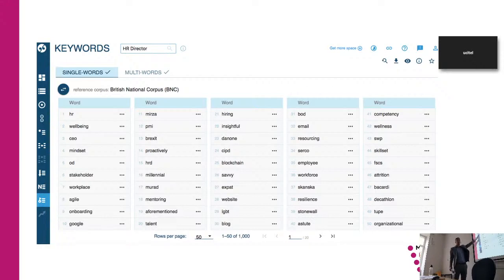You can see that HR, of course, is the first one. This is very common in my corpus, but not very common in the British National Corpus. The second one is well-being, which is actually a very positive word. And we can go on to words like agile, proactively, talent, insightful, savvy, and so on. This is just so that you can see what it looks like.